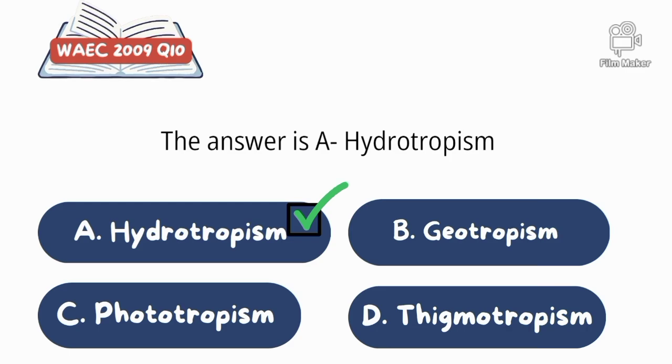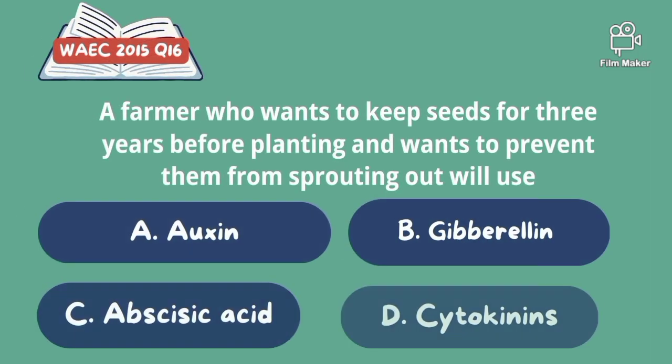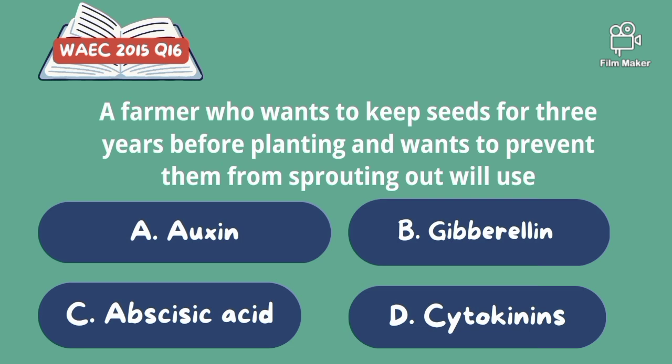The next question is question 16, 2015. A farmer who wants to keep seeds for 3 years before planting and wants to prevent them from sprouting will use A. auxin, B. gibberellin, C. abscisic acid, and D. cytokinin.